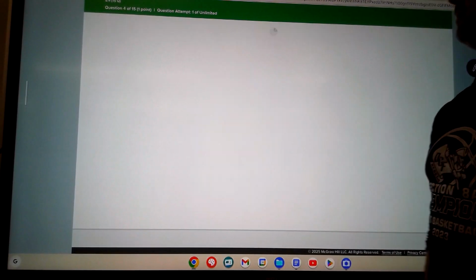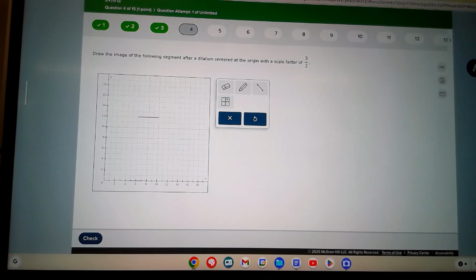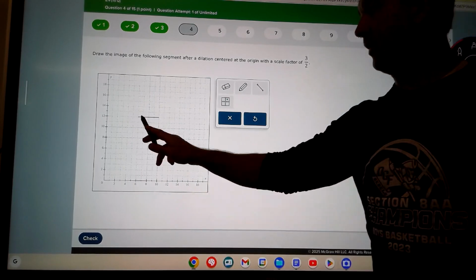Number 4. Draw an image of the following segment after dilation centered at the origin with a scale factor of 3/2. So we need to know the endpoints.